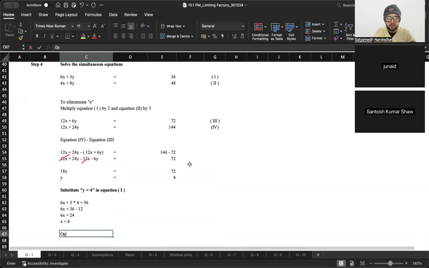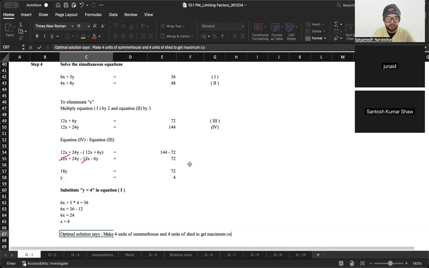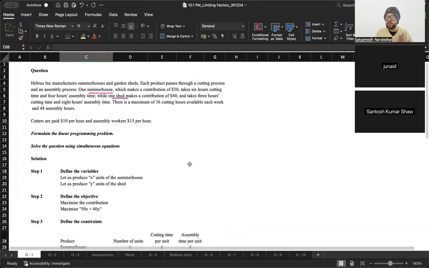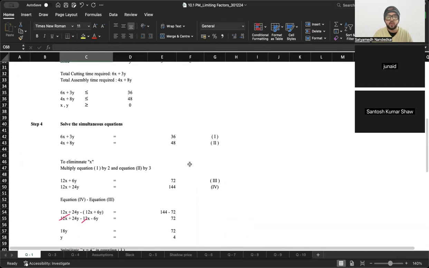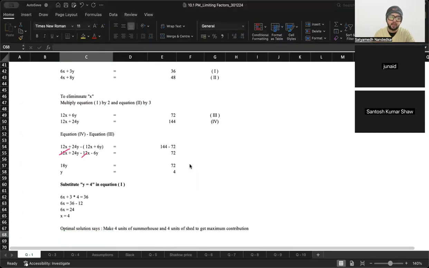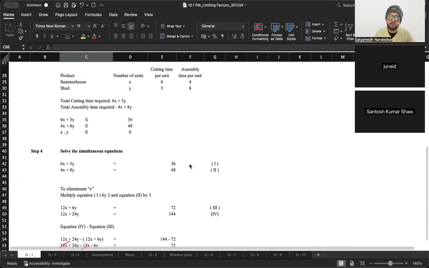So what is the optimal solution? Optimal solution says make 4 units of summer house and 4 units of shed to get maximum contribution. So you first of all define the variable, define the objective, define the constraint, and then you solve the simultaneous equations to get what you can perceive as the optimal production plan.